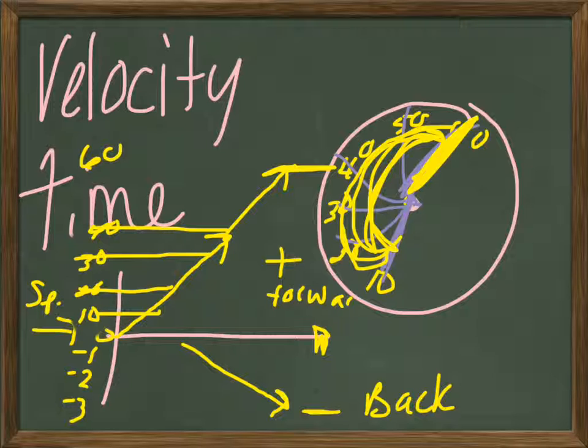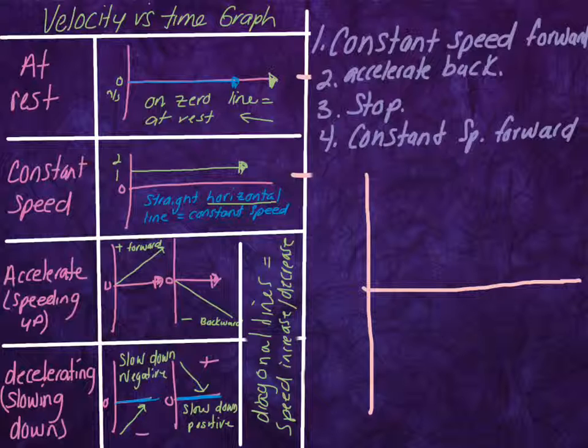So let's do some quick problems. This is going to be just like bell ringer number 13. You've got a constant speed forward, accelerate back, then you're going to stop, and you've got a constant speed forward. If you're not using your notes and you're just using your brain, then you're wasting time because you still don't know this.